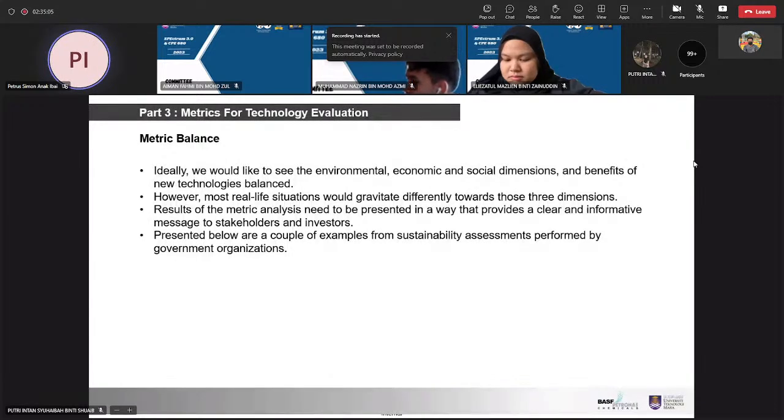And of course, as I mentioned at an earlier stage, we want to have a balance between the economic, social, and environmental dimensions. But in real life, this is hard to achieve because it always gravitates to one of these three dimensions. One of the aspects we can use to evaluate which of the dimensions to improve is what we can see in the next slide, the circles of sustainability. All right, next.